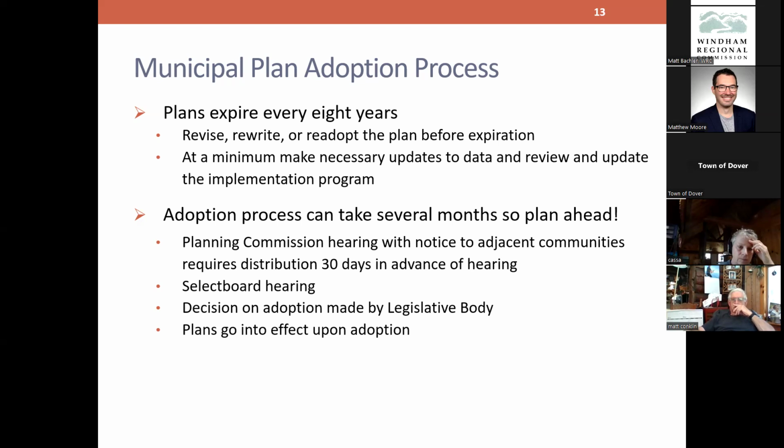And then the select board also needs to hold a hearing, and depending on the size of your town, the select board may need to hold 2 public hearings. And then the select board makes a decision on adoption of the plan following the last public hearing. The plan goes into effect once it is adopted by the select board, but that whole process from when a town plan is completed by the Planning Commission to when it's adopted can take several months. So just to be aware of that.